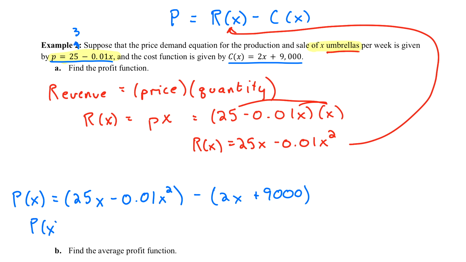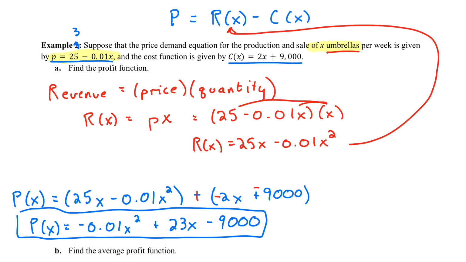So our profit function, P of X, is given by, let's distribute that negative sign. So let's make this minus a plus, and then we'll change the signs here. So I should end up with negative 0.01x squared. Let's see, I've got 25x plus negative 2x. That'll be plus 23x. And then plus negative 9,000, we'll just say minus 9,000 here. So here is our profit function: negative 0.01x squared plus 23x minus 9,000.